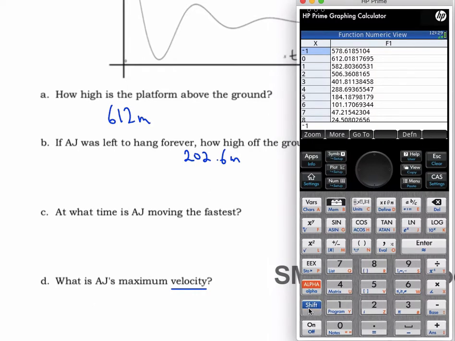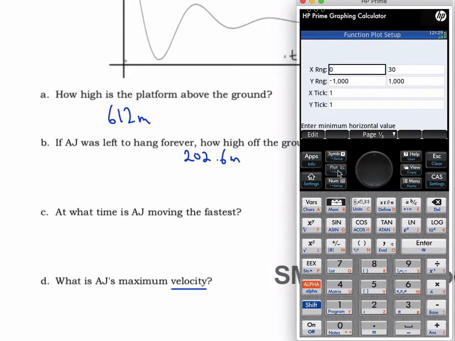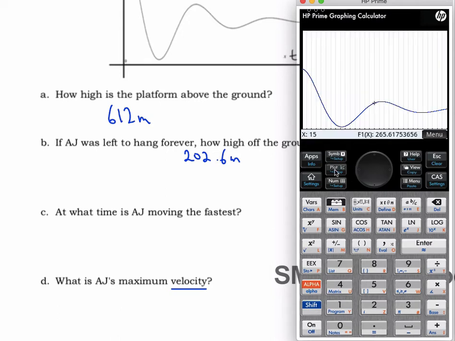So when you go to graph the function, you might want to go to shift plot and set up something that looks like it makes sense. I'm going to go from 0 to 1,000 on the y values. That's 0 meters to 1,000 meters, and 0 to 30 seconds. I should be able to see a lot of it. So when I plot it, it looks like this. So kind of similar to what we see in the graph here.